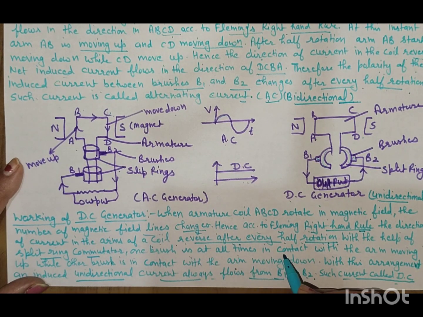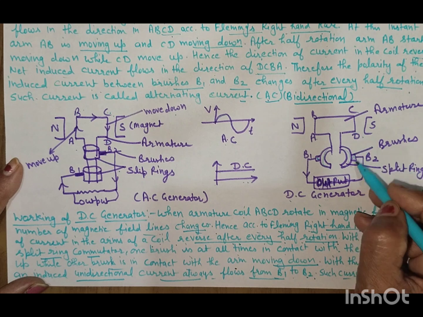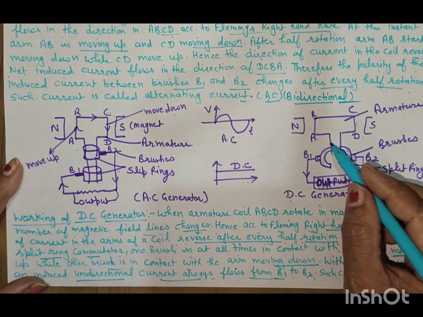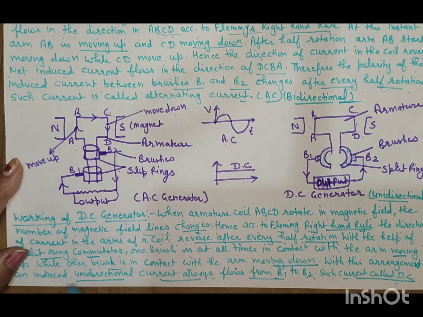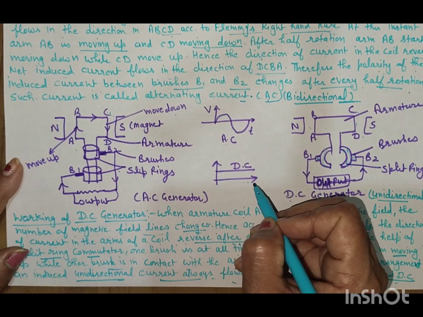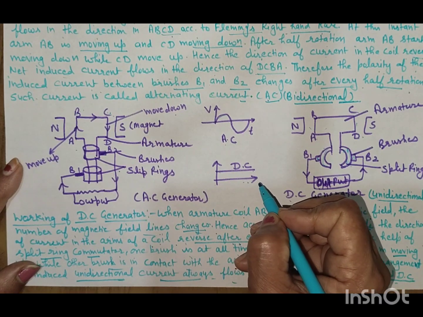One brush is at all times in contact with the arm moving up and the other brush is in contact with the arm moving down, and an induced unidirectional current always flows from B1 to B2. Such current is called DC or direct current. This is the graph for the direct current. It will not alternately change the direction.